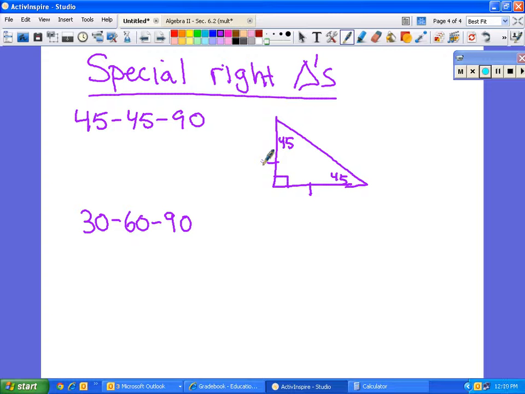So, whatever the length of the other sides of the triangle, and we're going to call them S, the length of the hypotenuse is the length of that side times the square root of 2.